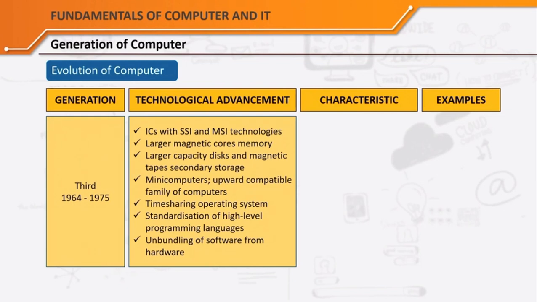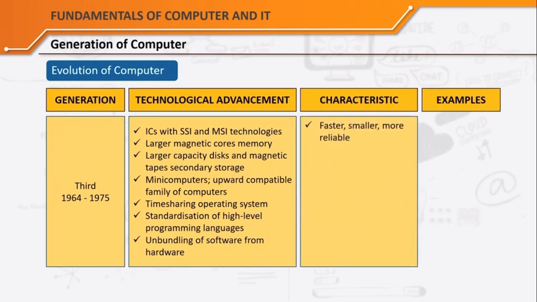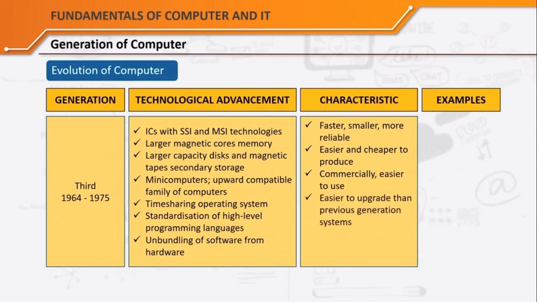Now we will talk about the various characteristics. The basic important characteristics of the third generation computer include that they are faster, smaller and more reliable, and easier and cheaper to produce. The second one is commercial, meaning we can create a commercial computer in this third generation. They are easier to use and easier to upgrade also.